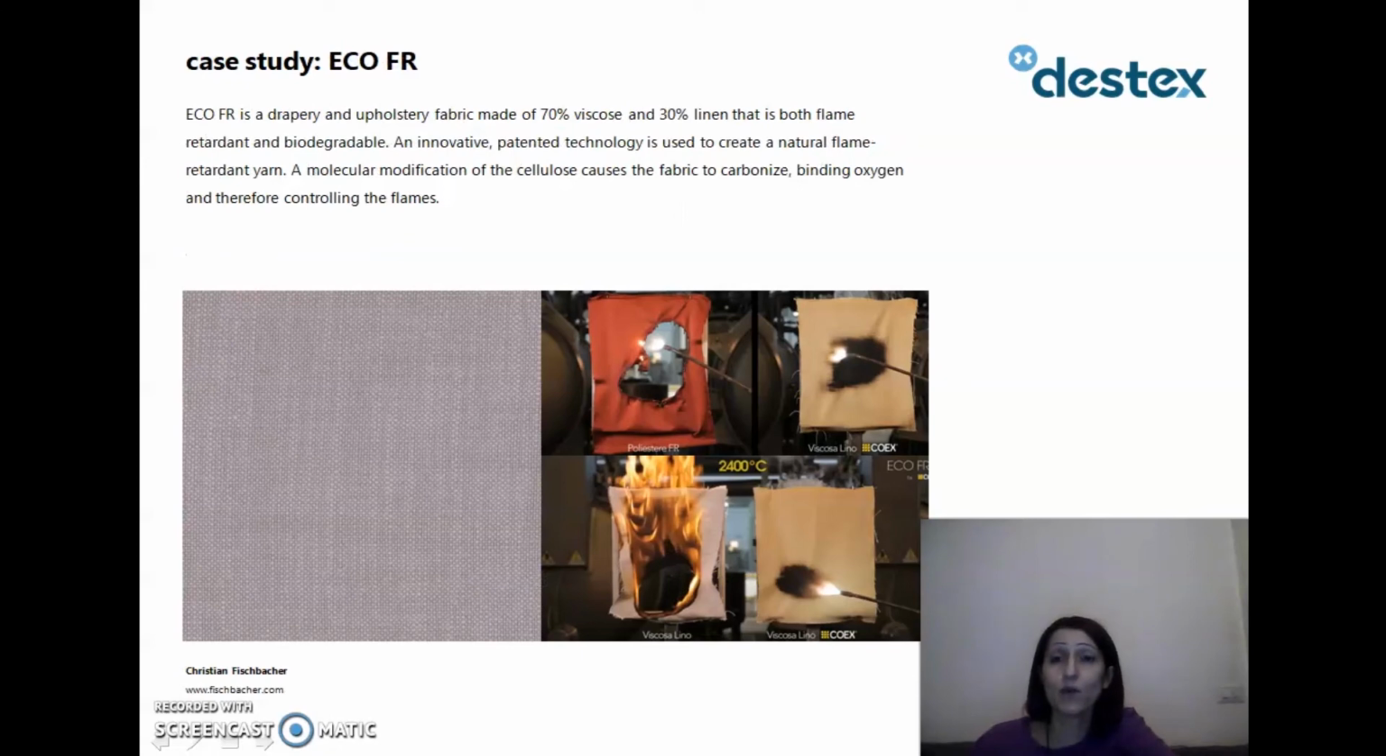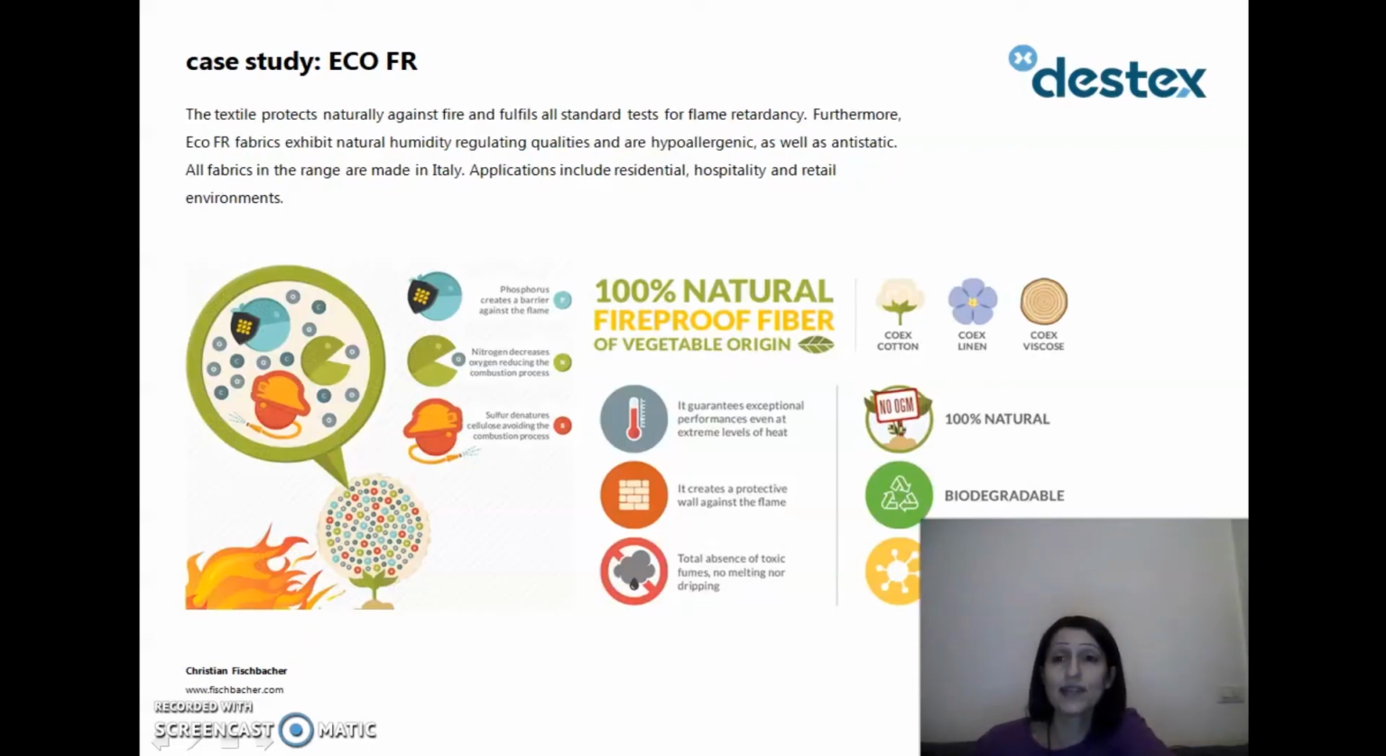This drapery and upholstery fabric is made of 70% viscose and 30% linen that is both flame retardant and biodegradable. A molecular modification of the cellulose causes the fabric to carbonize, binding oxygen and therefore controlling the flames. The textile protects naturally against fire and fulfills all standard tests for flame retardancy. Furthermore, these fabrics exhibit intrinsic hygroregulating properties and are hypoallergenic as well as antistatic.